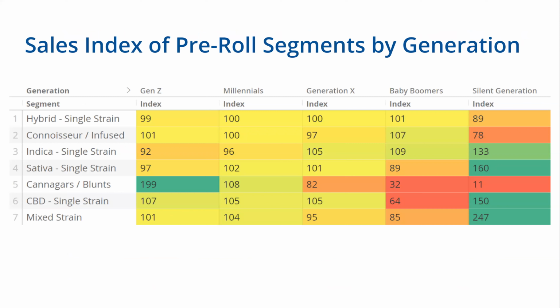And on the other hand, older age groups, which include baby boomers and the silent generation, tend to greatly under-index in the Canagar and Blunt segment, likely for the same reasons that the younger generations over-index in the segment. Another interesting insight from this visualization is that there's an increasing index score in the indica single strain segment, moving from youngest on the left to the oldest age groups on the right. This is likely due to the fact that indica strain products are typically associated with pain management, sleep aid, and other medicinal applications, which are the primary reasons older consumers purchase cannabis.